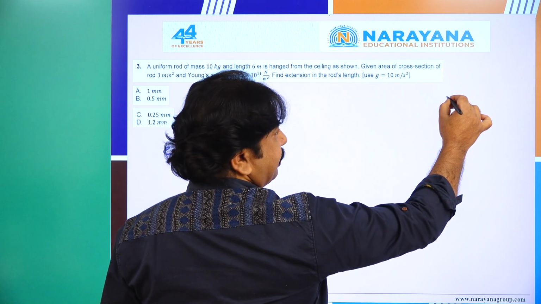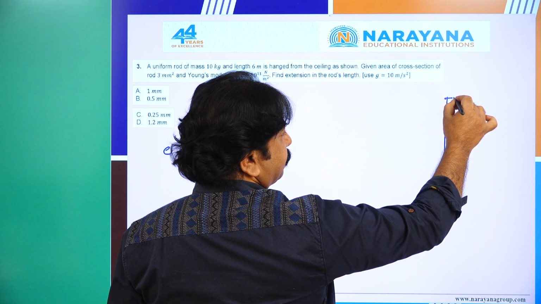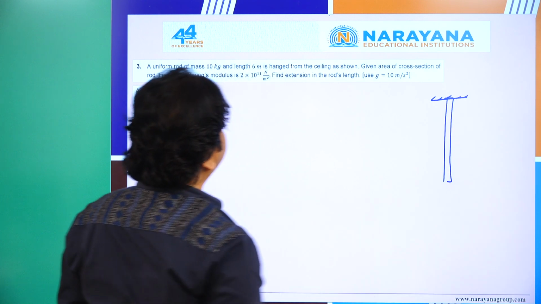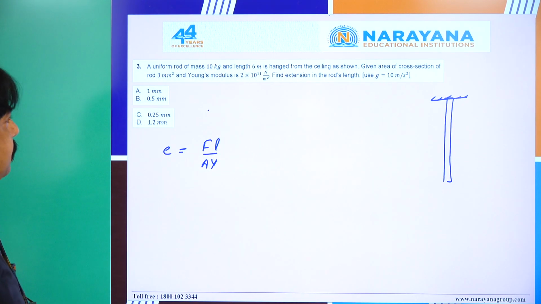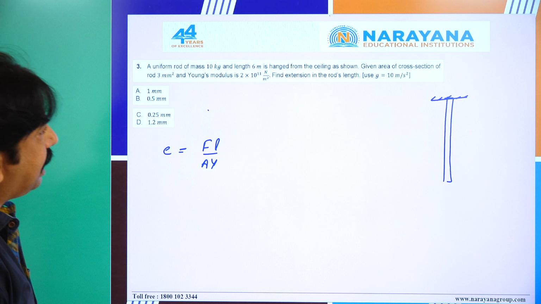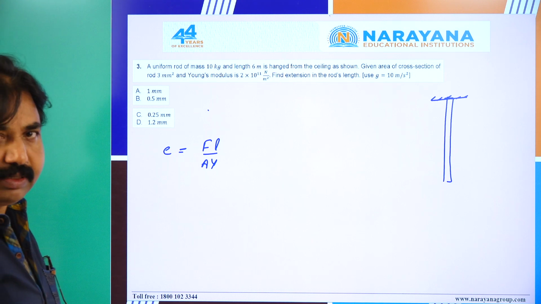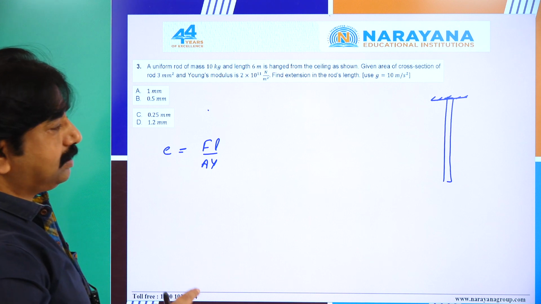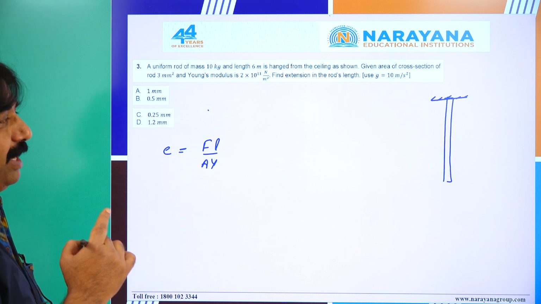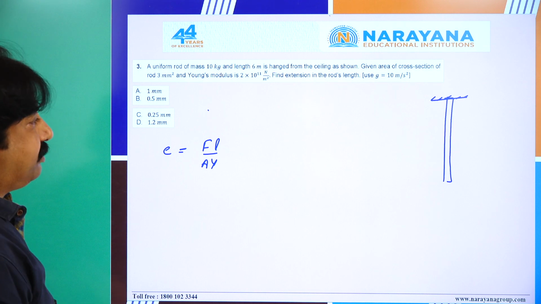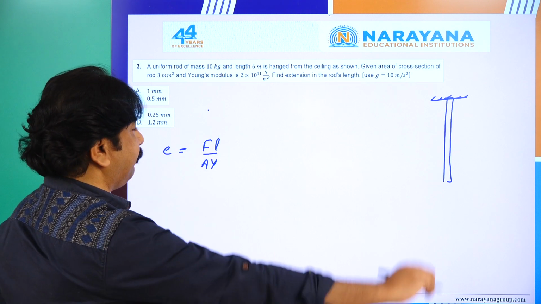It is suspended from the rigid support. A uniform rod of mass 10 kg and length 6 meters is hanged from its ceiling, as shown in the figure. Given the area of the cross section of that rod, Young's modulus is 2 into 10 to the power of minus. Means here the rod is extended by its own weight. So that's why here everyone has to calculate very clearly.